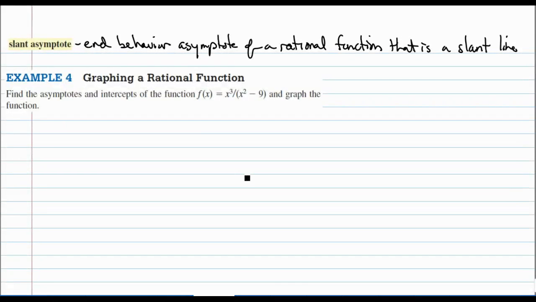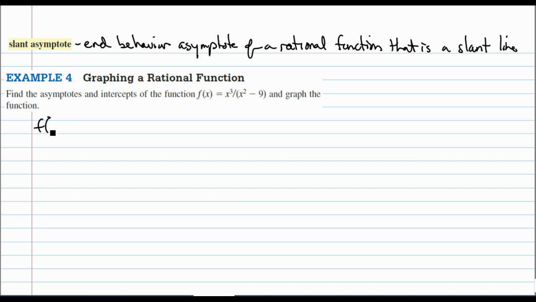This is the screencast for section 2.6, example 4. What if the end behavior asymptote is not horizontal? What? It's crazy talk. So a slant asymptote is an end behavior asymptote of a rational function that is a slanted line, so a line that does not have slope 0. It is not horizontal. Example 4 asks us to find the asymptotes and intercepts of this function and graph the function. Okay.